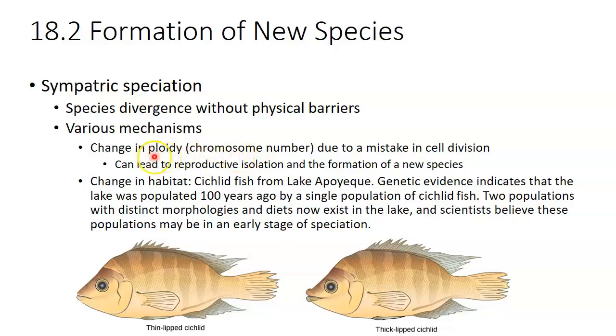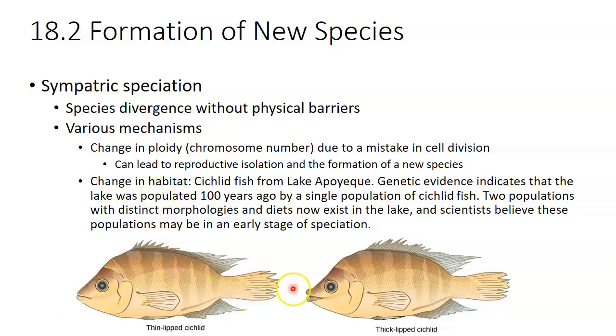A change in ploidy, a change in chromosome number, doesn't matter. So there's a mistake in cell division, there end up being extra chromosomes, or too few chromosomes, and there's still going to be sexual reproduction. Well, now you have the production of a new organism that doesn't have the same chromosome number as the parent organism. Well, that could be the formation of an entirely new species. Okay? All right.